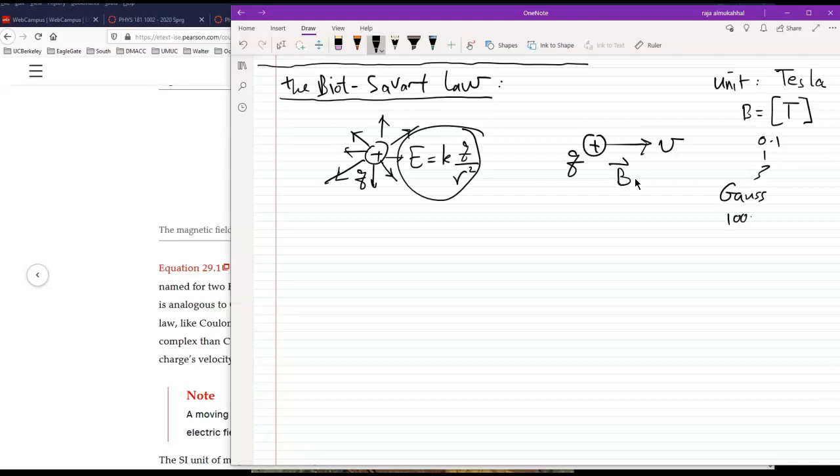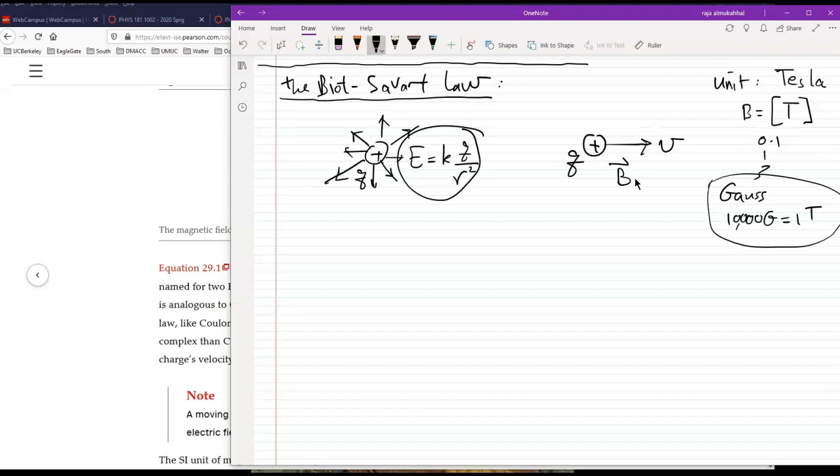And 10,000 Gauss, 10,000 G, is 1 Tesla. This is used a lot in the medical profession, for example, the NMR machine or something like that. I think you will find the unit to be written in Gauss.